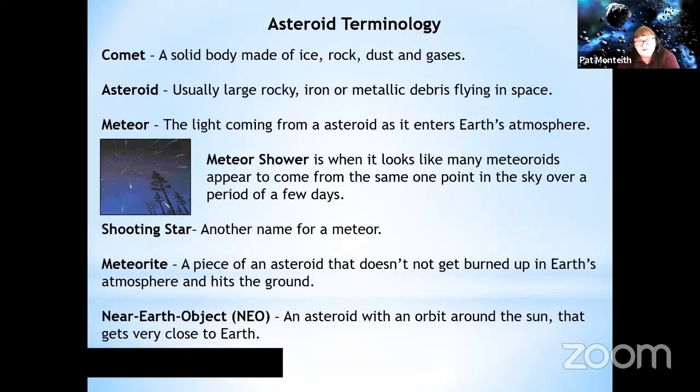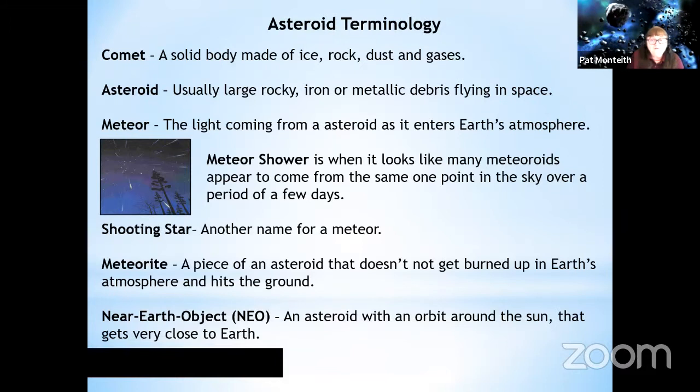Let's briefly look at some asteroid terminology here. Comets, as I just said, are solid bodies made up of ice, rock, dust, and gases. Asteroids are usually large, very large, rocky, iron or metallic debris flying in space. Meteors: the light coming from an asteroid as it enters Earth's atmosphere is a meteor. And some of you also probably know that as a shooting star. So if you've ever looked at the night sky and you saw something streaking across the night sky, I'm sure you're saying, oh, that's a shooting star. Well, it's actually a meteor.